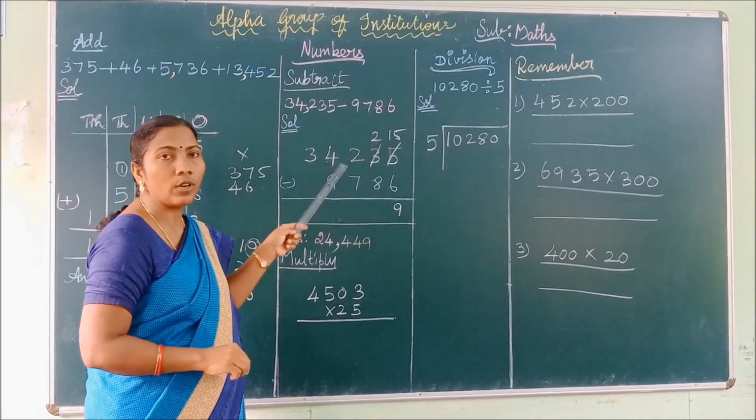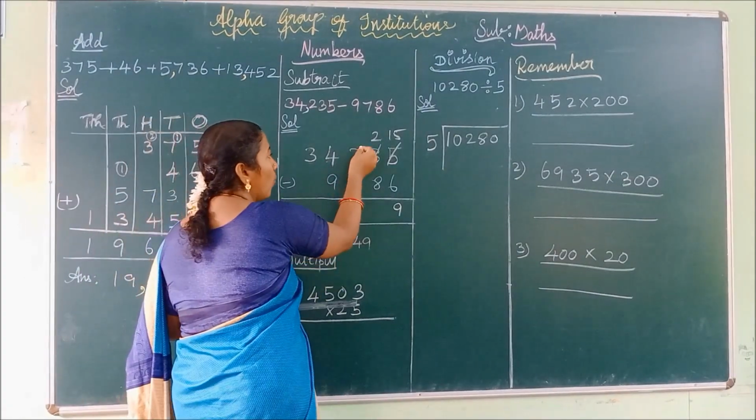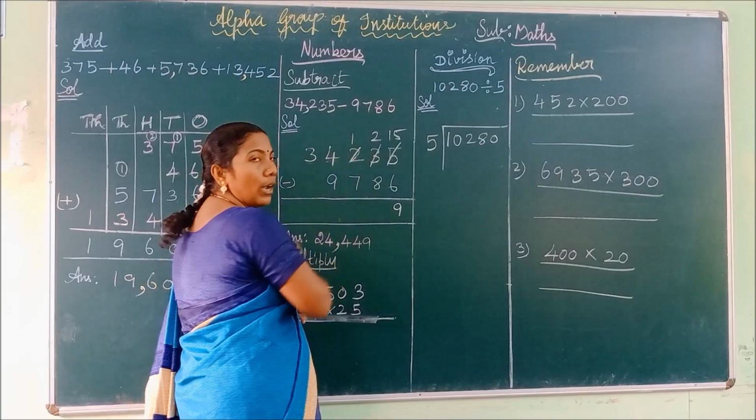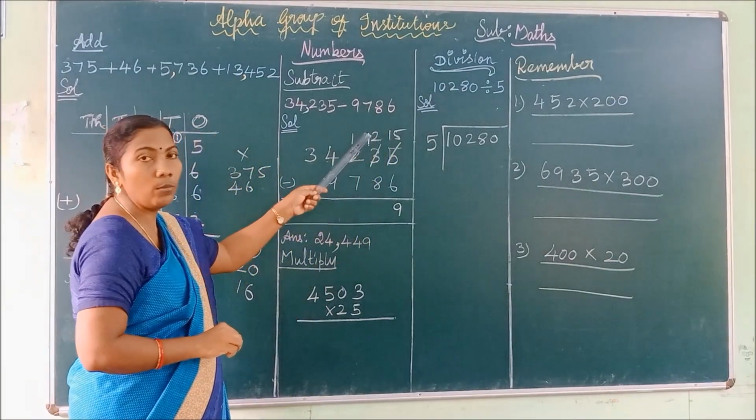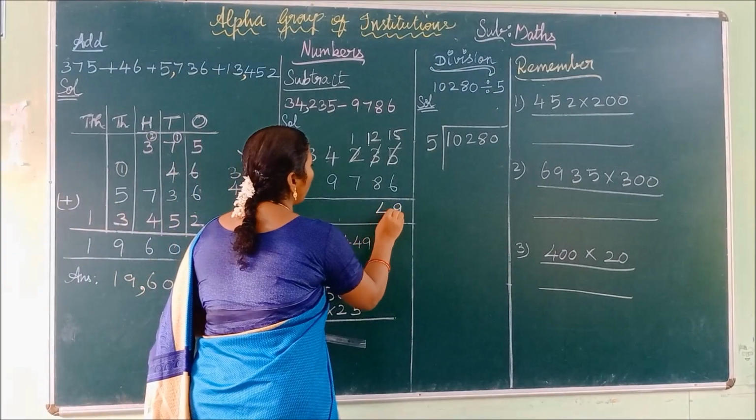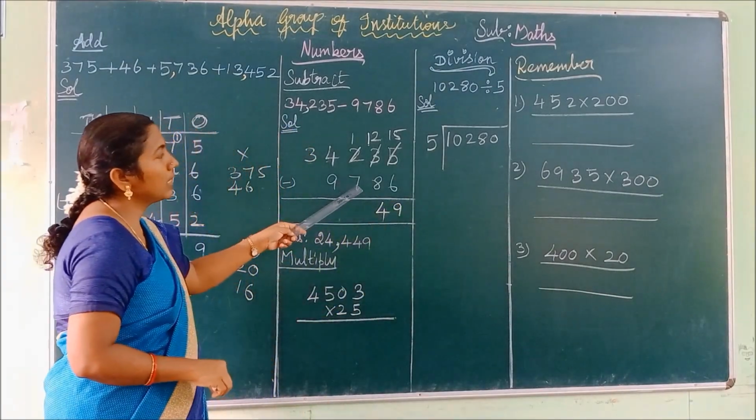So again we go for the borrowing. By subtracting 1 from 2, we get 1, and 2 is converted to 12. Next, we are going to subtract the 8 from 12. What is your answer? 4. Next, subtract the 7 from 1.